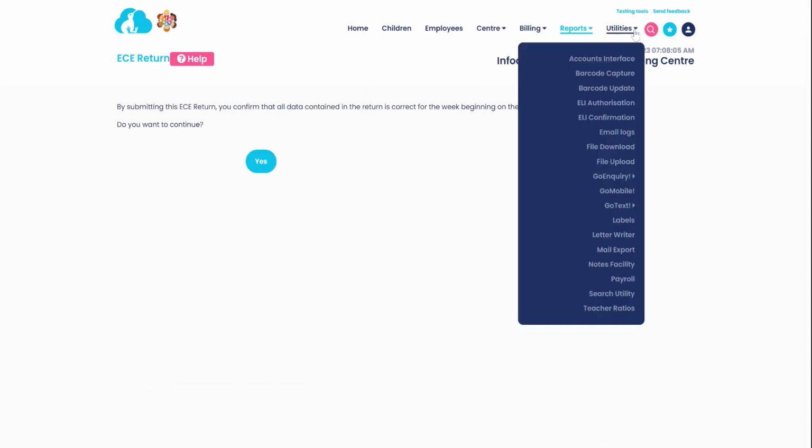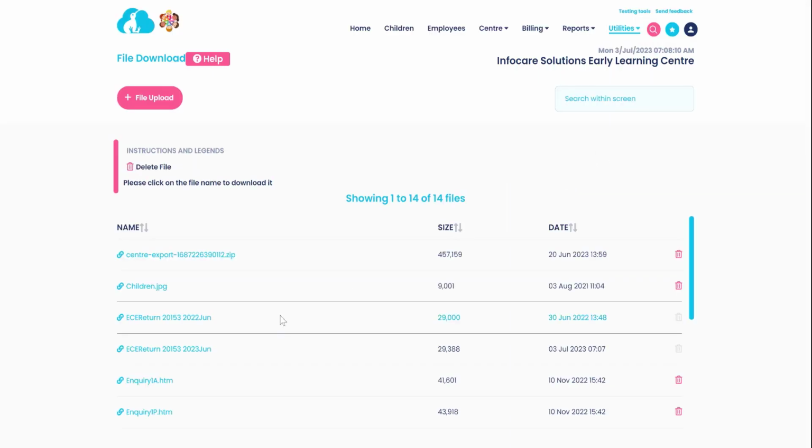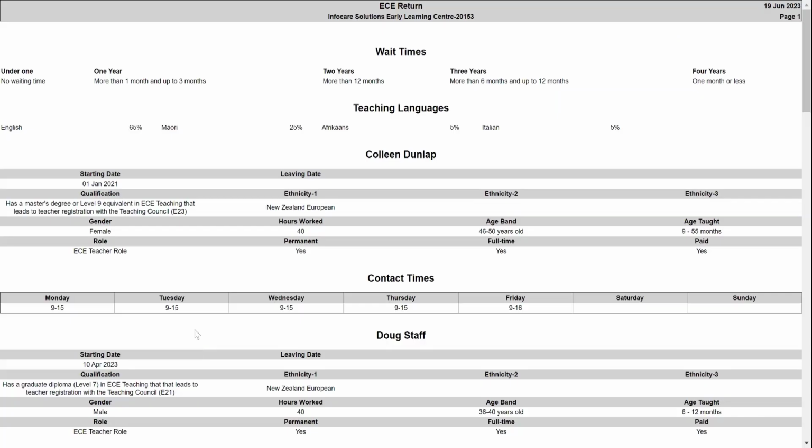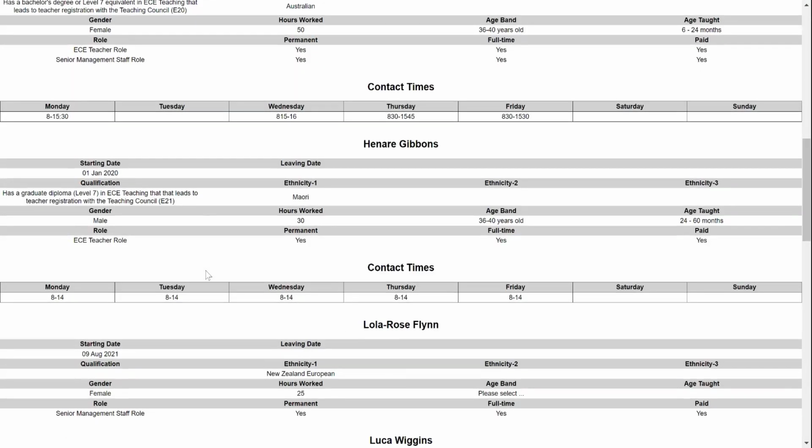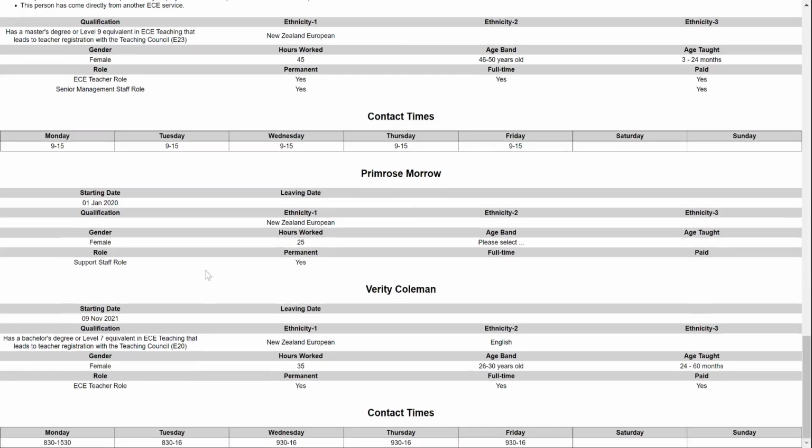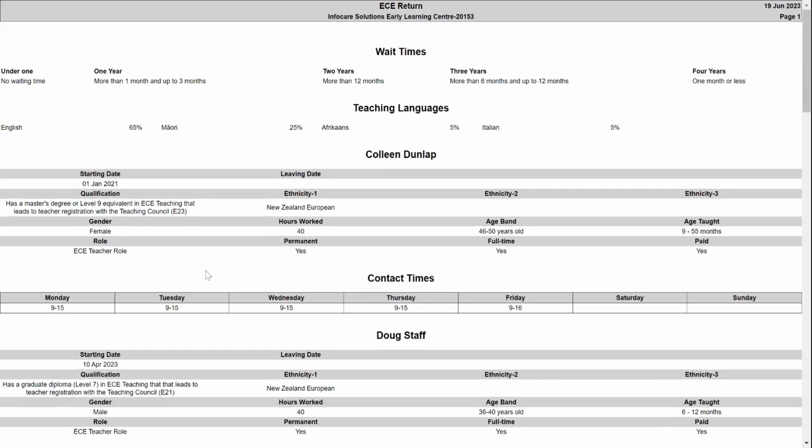A copy of this will always be kept in your utilities menu. Under file download, you will see your ECE return file in here and the date and time you selected submit to the ministry. You can click on this at any point and here are the questions that you did answer for your staff members.